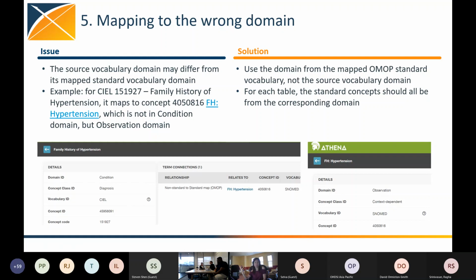So when we're running a query with you and we're looking for family history, we're going to write the query against the observation table. We're not going to write it against the condition table. So if you have it in the condition table, we're going to miss things.